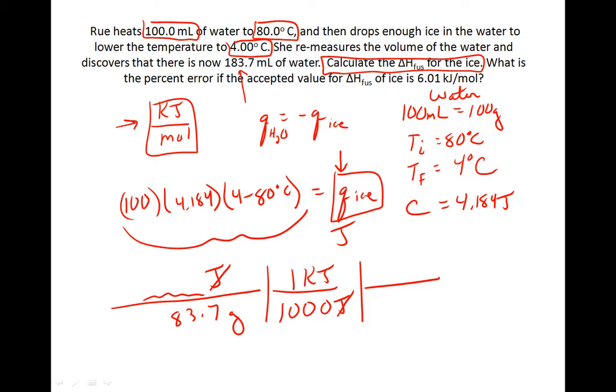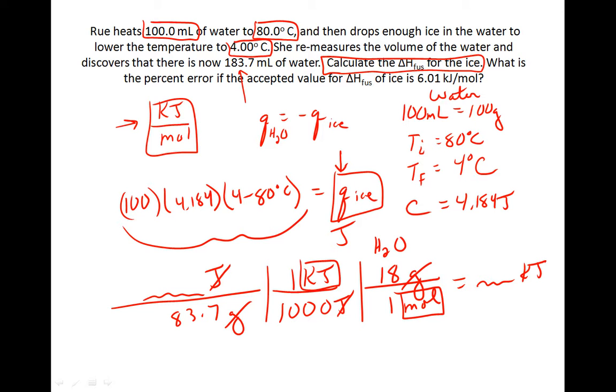And then I need to get my grams to moles. And this is where we use molar mass. So remember that the molar mass of water, H2O, is 2 hydrogens plus 1 oxygen. We get those numbers from the periodic table, so 18 grams is equal to 1 mole of substance. Our grams cancel, and we're left with units of kilojoules per mole. And so we got some number that's kilojoules per mole. That's my heat of fusion.